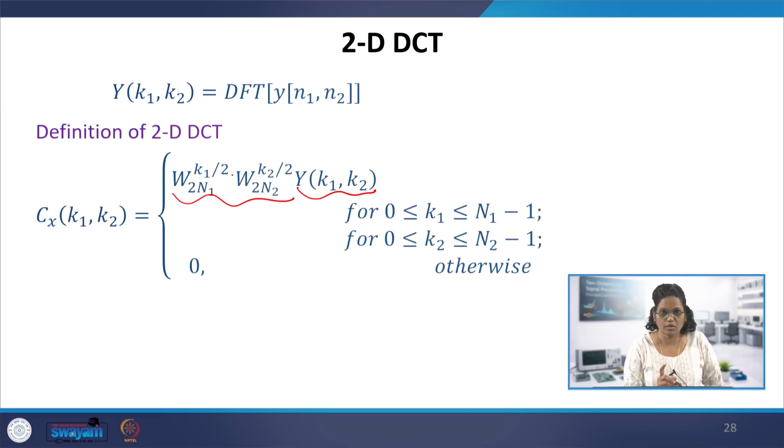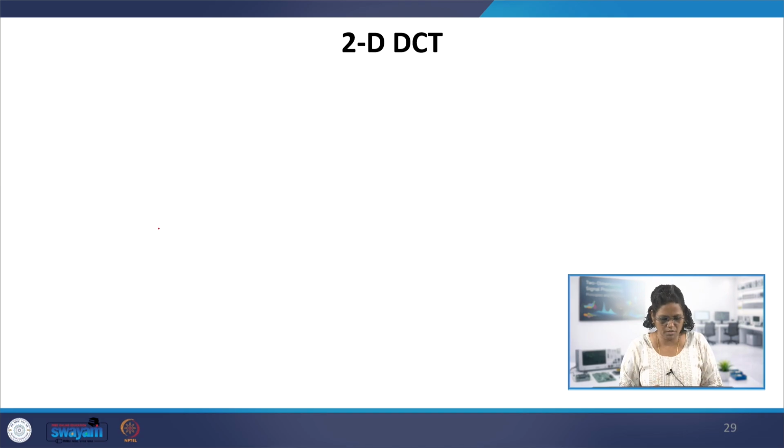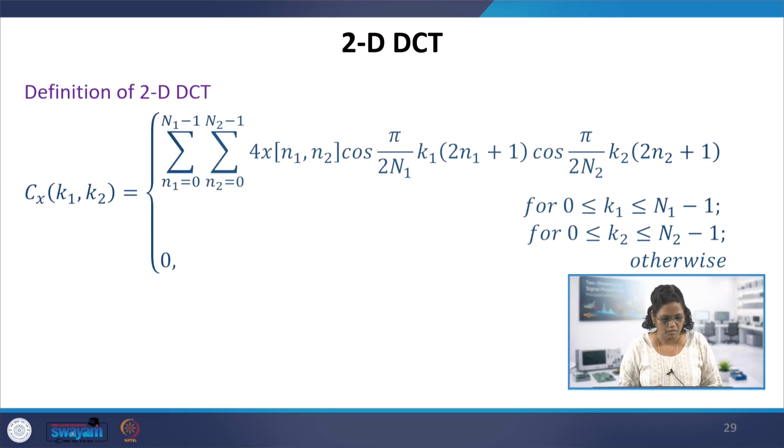So for 1D we had only w(n, k) by 2. Multiply it and collect only the k of n samples. Here both the directions need to have k1 and k2 from 0 to n1 minus 1 and 0 to n2 minus 1. So this way the DCT coefficients can be obtained, the 2D DCT.